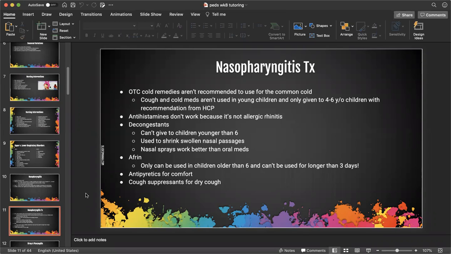And then antihistamines don't work for nasopharyngitis because it's not allergic rhinitis. As far as decongestants, you can't give them to children that are younger than 6, but they're used to shrink swollen nasal passages, and nasal sprays work better than oral meds. Afrin can only be used in children that are older than 6 and can't be used for longer than 3 days. So make sure you remember that as well, that Afrin can't be used for longer than 3 days and they have to be older than 6. We can also use antipyretics for comfort and then cough suppressants for that dry cough.